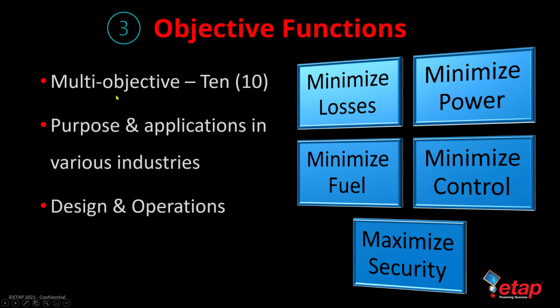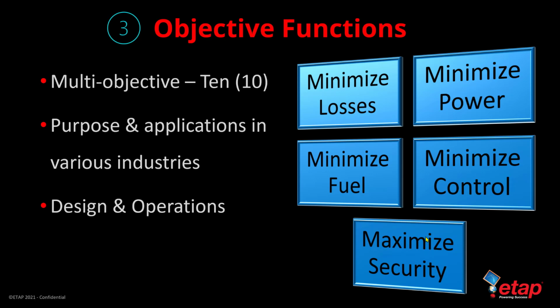ETAP allows the users to define up to 10 multi-objectives, or in other words, up to 10 objectives at the same time. The purpose and application of course varies from industry to industry, and this is an objective function that can be applied for design as well as operations of the electrical system. But these 10 objective functions can be summarized into minimization of losses, minimization of power, minimization of fuel, minimization of control such as tap changer control, and of course maximizing security, which could be the flow security or voltage security in the electrical system.